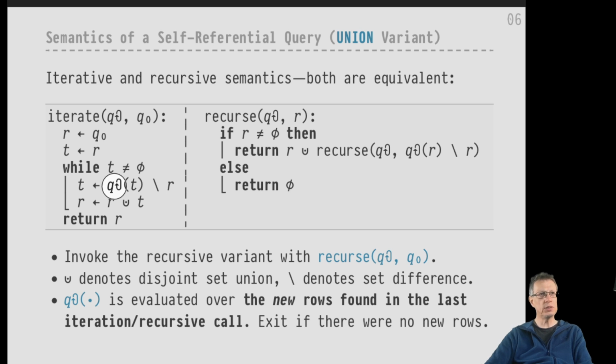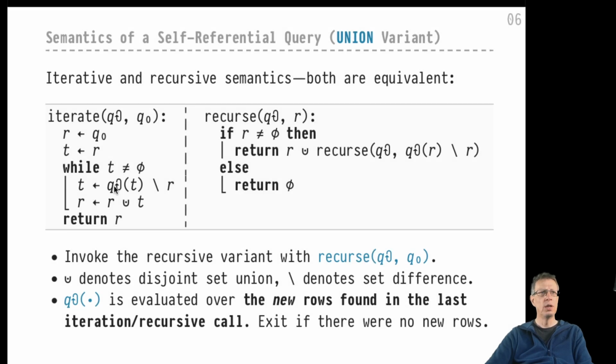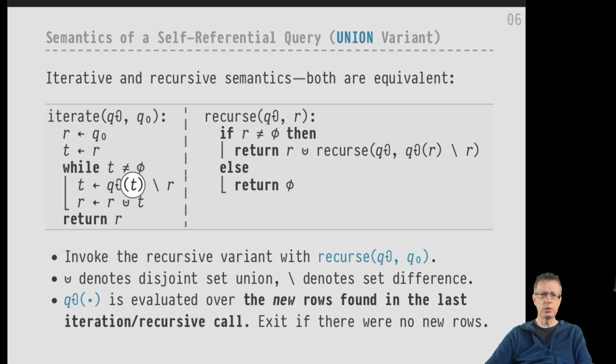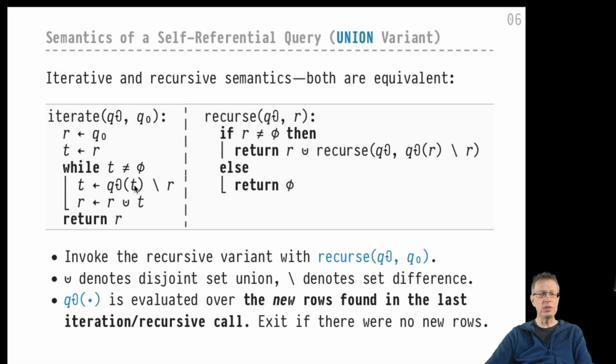once more. In this case, it's the first time, but in general, it will be the next iteration, the next invocation of our recursive query. As you can see, and this is super important, the iterative part of our query, the recursive part of our query, is invoked on the rows that we have found in the last iteration. Okay, so this is T here, not R. So the recursive part of the query is evaluated over the rows that we have produced in the last iteration.